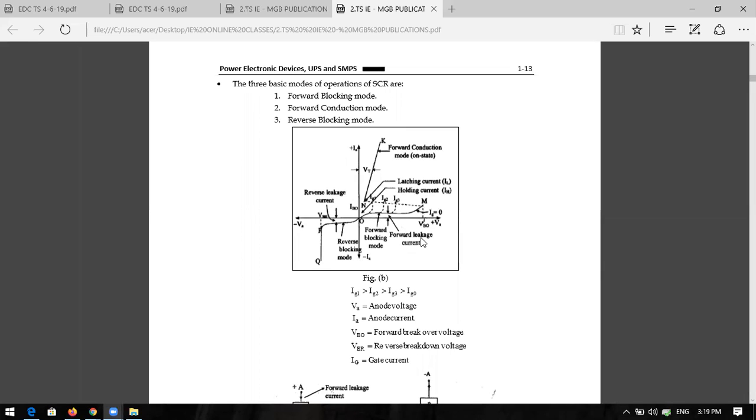The characteristics can be divided into three modes of operation. First is the forward blocking mode. This region you can call the forward blocking mode. The second is the forward conduction mode. This state you can call the forward conduction mode. The third mode is the reverse blocking mode. This is called the reverse blocking mode, and this is the reverse breakdown region or reverse breakdown mode.